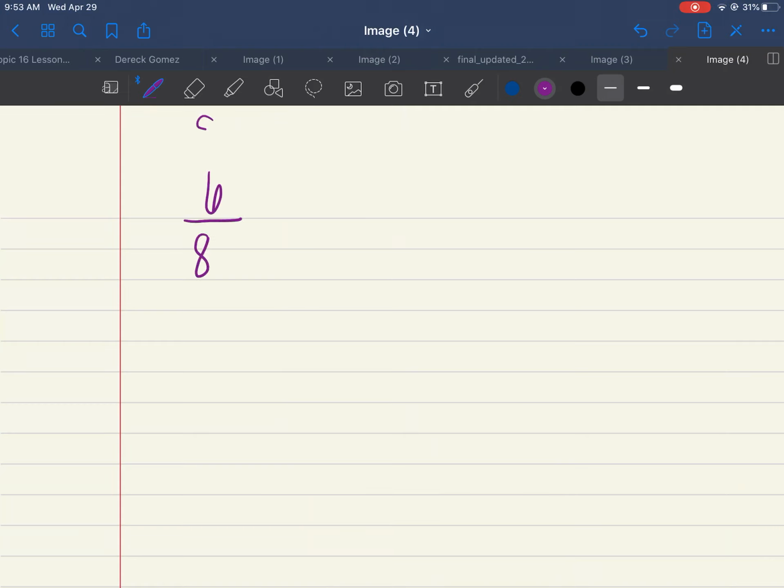So the fraction 6/8. Let me get another sheet of paper. So this is my fraction. To simplify a fraction, boys and girls, we need to find the number that we can divide both numbers by so that we can make it a smaller fraction. So for example, the number 6.